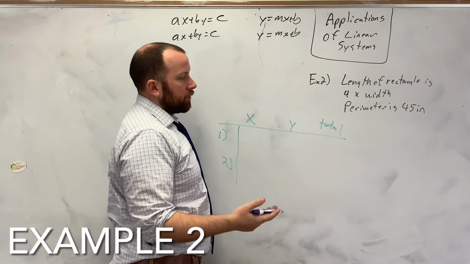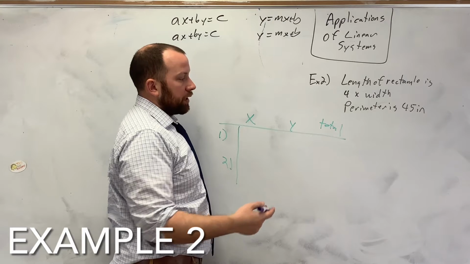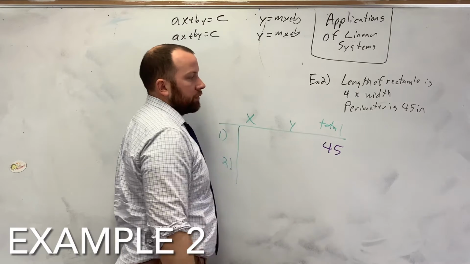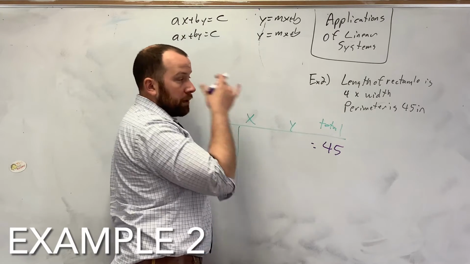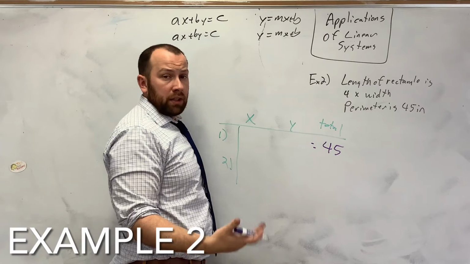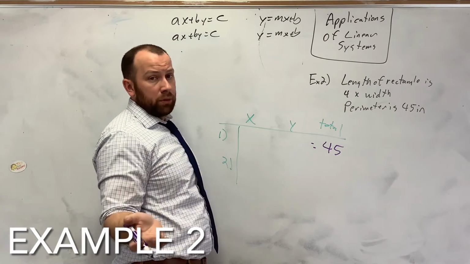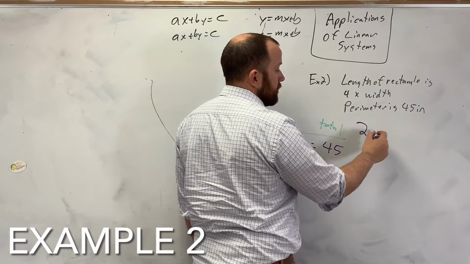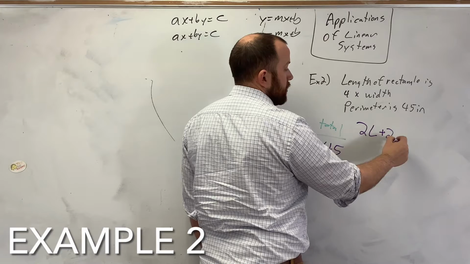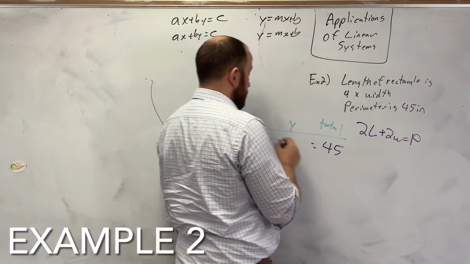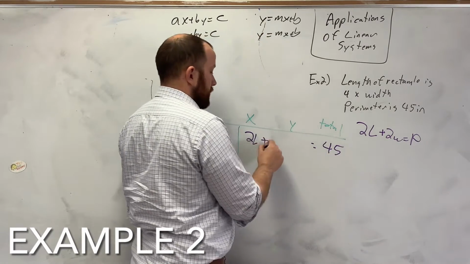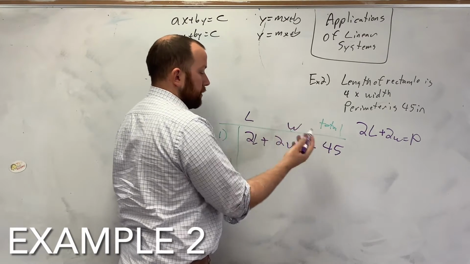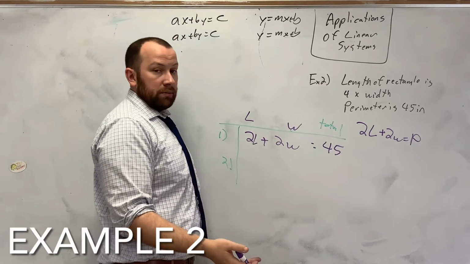So the length of a rectangle is 4 times the width. That doesn't help. I'm looking for my totals first. So I do have a total, and that's 45. All right, so quite often you're gonna come across problems like this where you have to go back to old information. So you need to know how to find the perimeter. So the perimeter is 2 times the length plus 2 times the width equals the perimeter. So 2L plus 2W equals that. I'm actually gonna switch these, L and W. So that's my first equation.